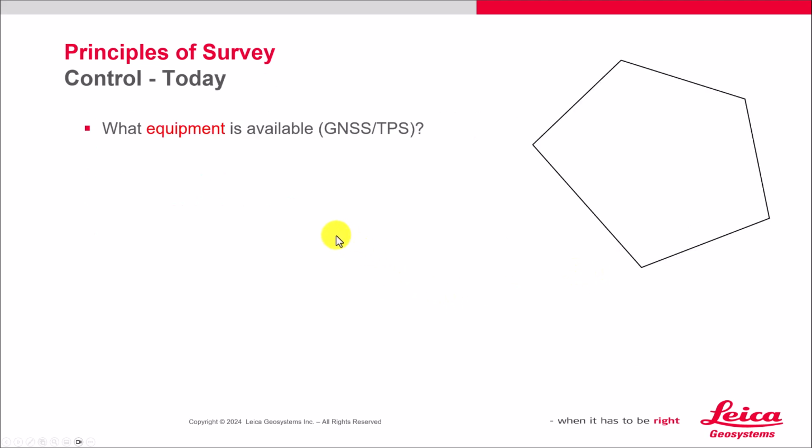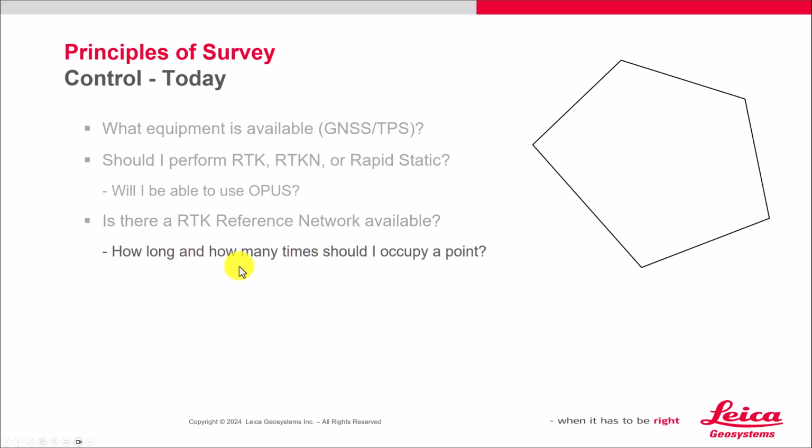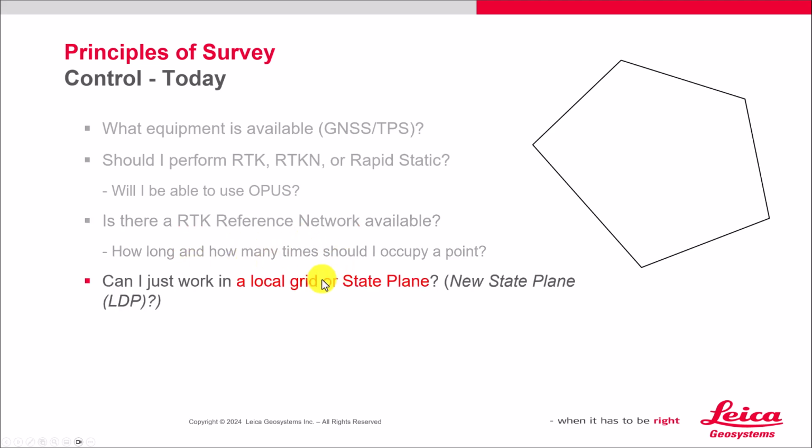Well, in today's world, we've got to think about things differently. Are we using GNSS or a total station? And should I perform basic RTK, real-time kinematic network, or rapid static? And will I be able to use OPUS? Is there an RTK network available? How long and how many times should I occupy a point? And can I just work on a local grid or state plane, or we have the new state plane low distortion projections? And can we be modified state plane to the ground?